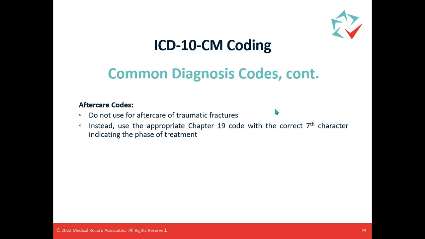The aftercare phase for traumatic fractures is treated a little differently in that a Z code would not be used for follow-up visits. Rather, you would code to the appropriate fracture code and use the 7th character of D or equivalent for indicating a subsequent encounter.